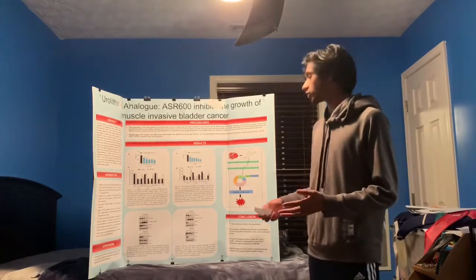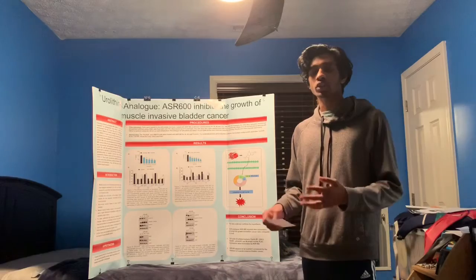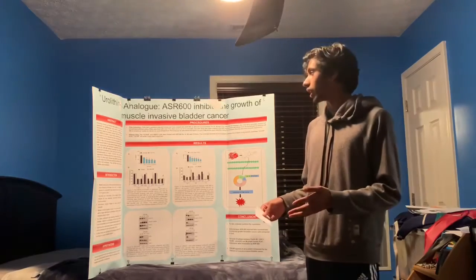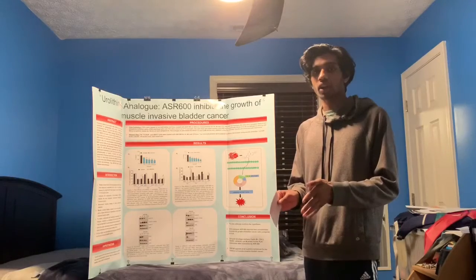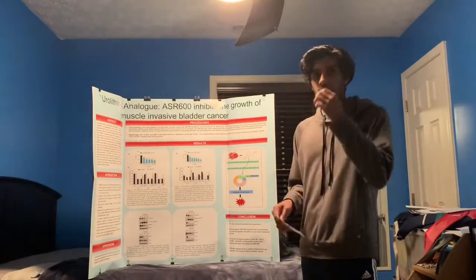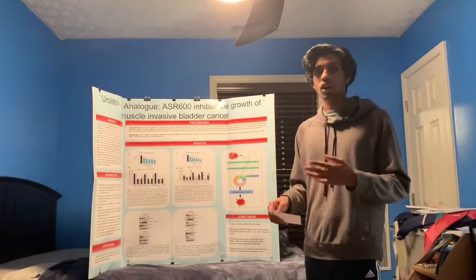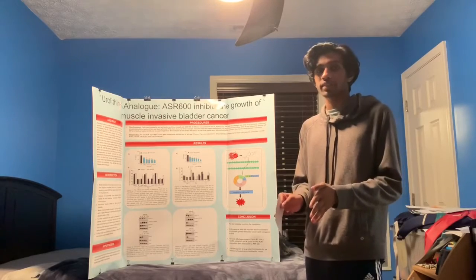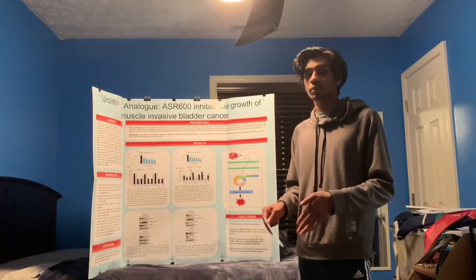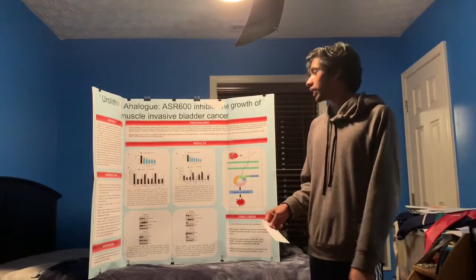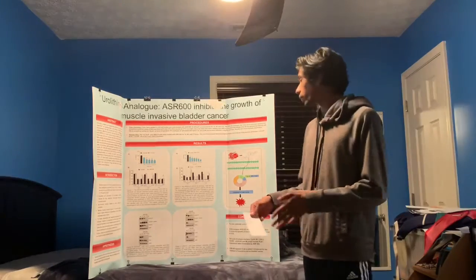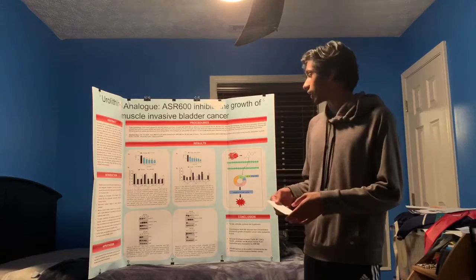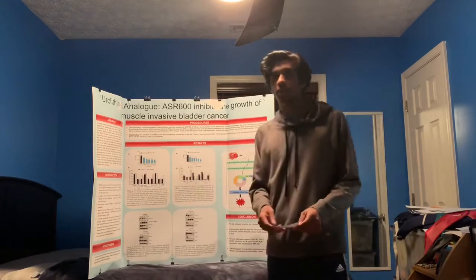I used ASR 600, which is a structurally similar molecule to urolithin A. And I used it to test on bladder cancer cells, and I found that the IC50, which is the concentration required to kill 50% of the cells, was greatly decreased from when using urolithin A. For urolithin A, the IC50 was 15 micromoles. However, when I used ASR 600, the IC50 was only 3.12 micromoles.